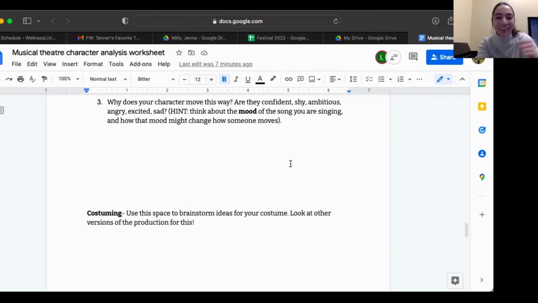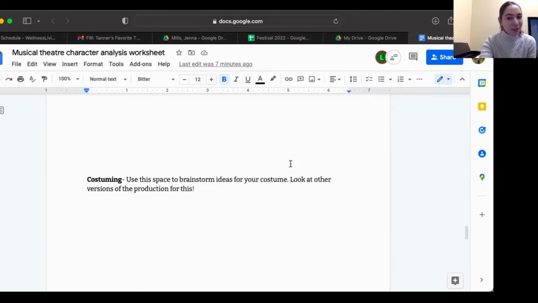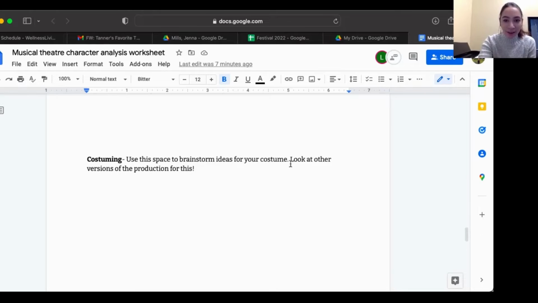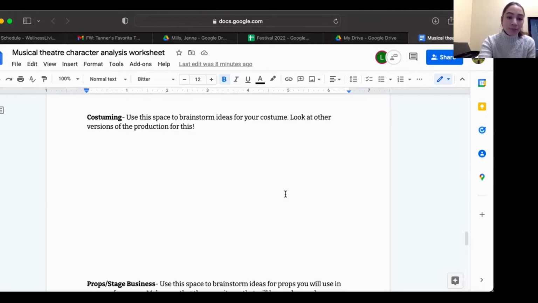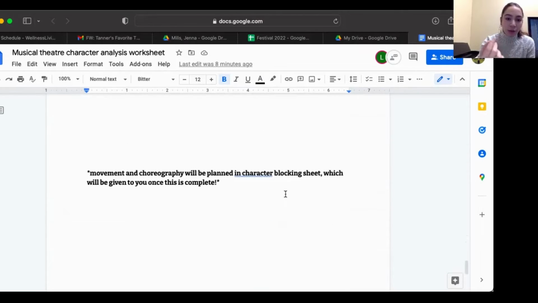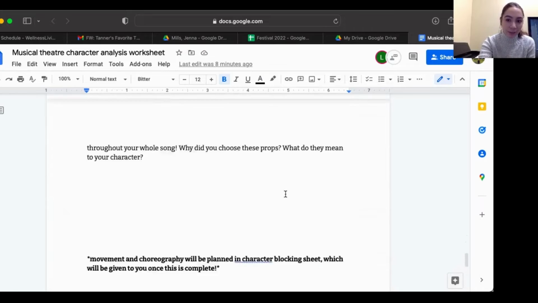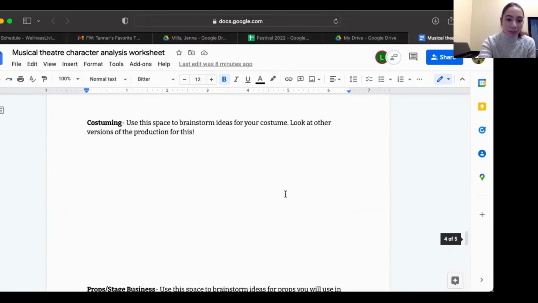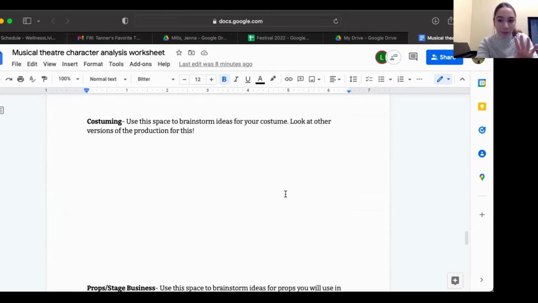Anyways, and then we go into things like costuming, which we talk about together. Costuming if we do a performance like Sherwood Park Music Festival. Props. And then we start to look at choreography, and that's a little bit more of a specific thing. So sometimes we don't get to this last part of the worksheet.